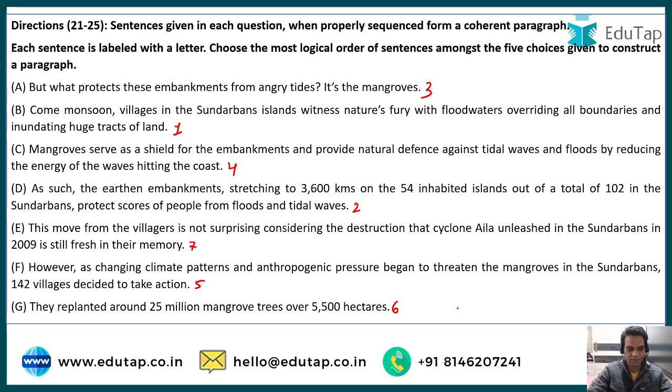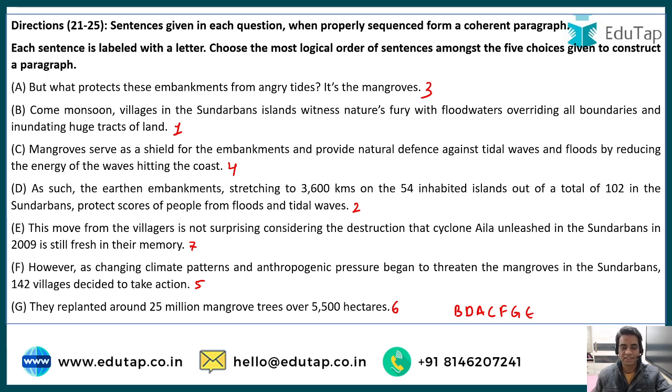So the correct sequence should be B. Second should be D. Third should be A. Fourth should be C. Fifth should be F. Sixth should be G. And seventh sentence should be E. So the correct sequence should be, guys, B, D, A, C, F, G, E.